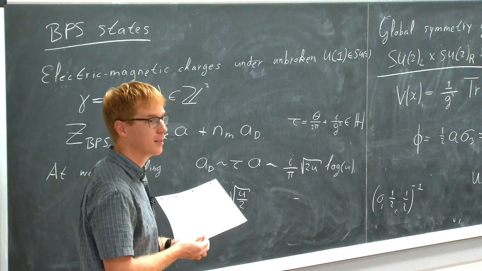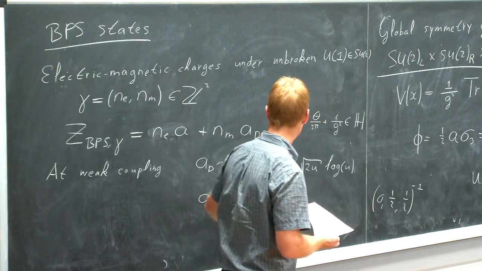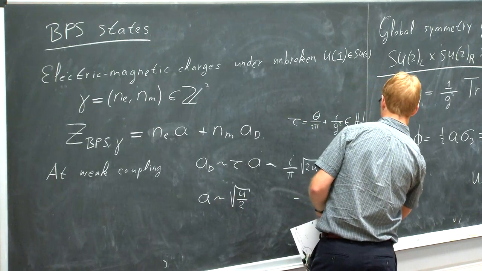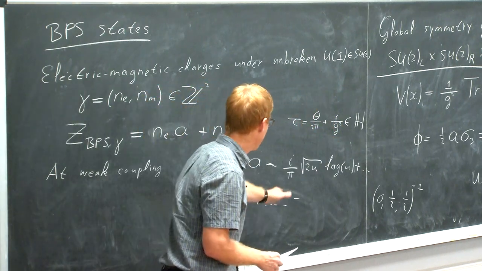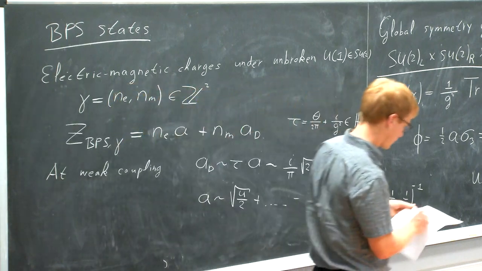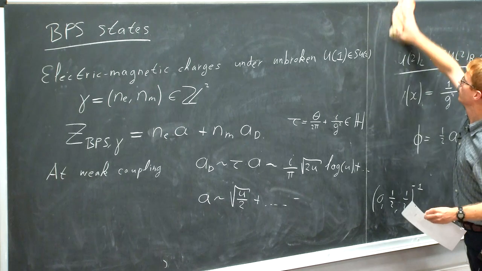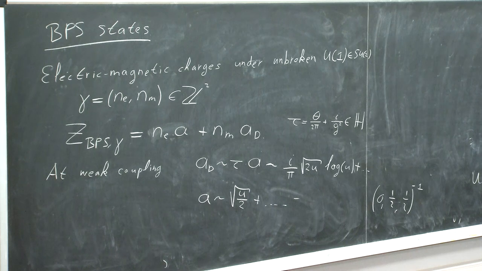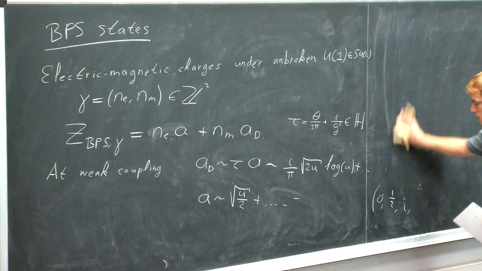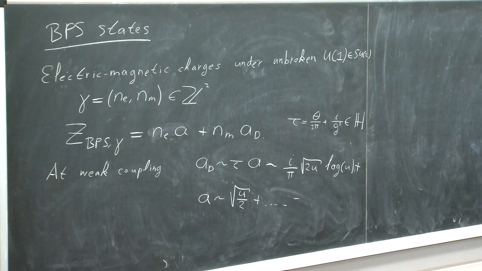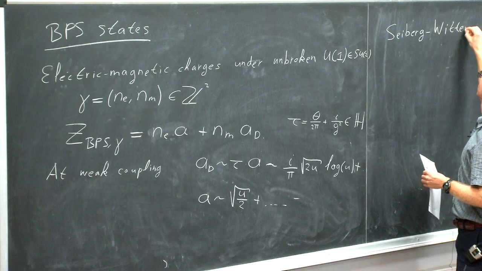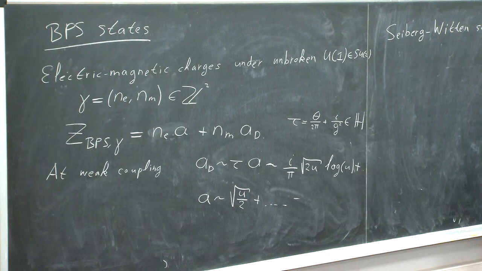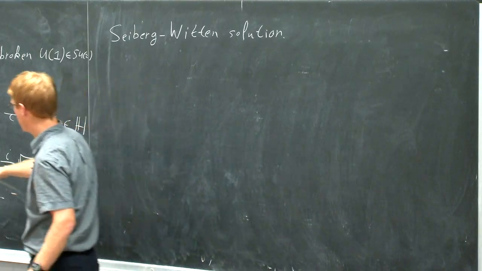Okay. Any questions? Okay, so these you should view as the leading terms at weak coupling. Both terms get an infinite number of corrections, which go as inverse powers in U. So the Seiberg-Witten solution one could say is the solution to know all these infinite corrections to these parameters.